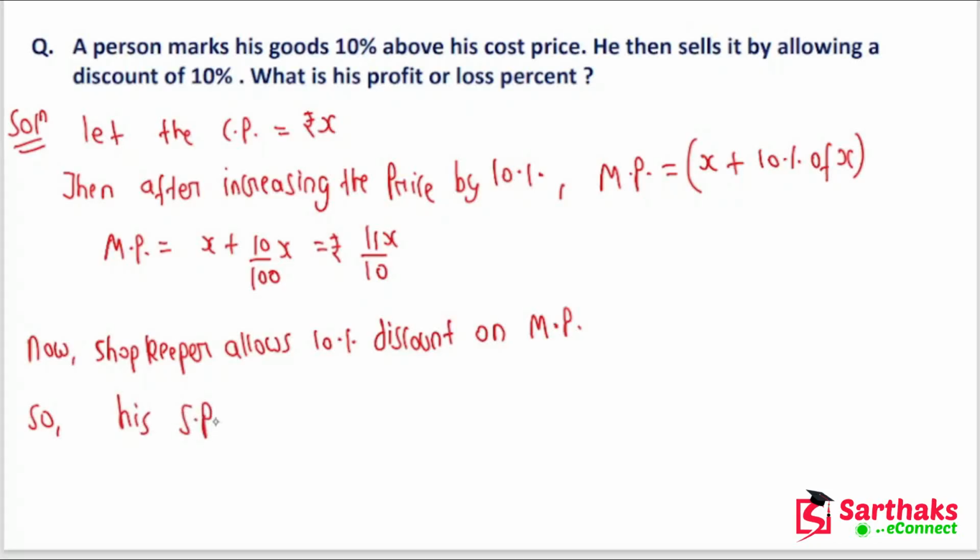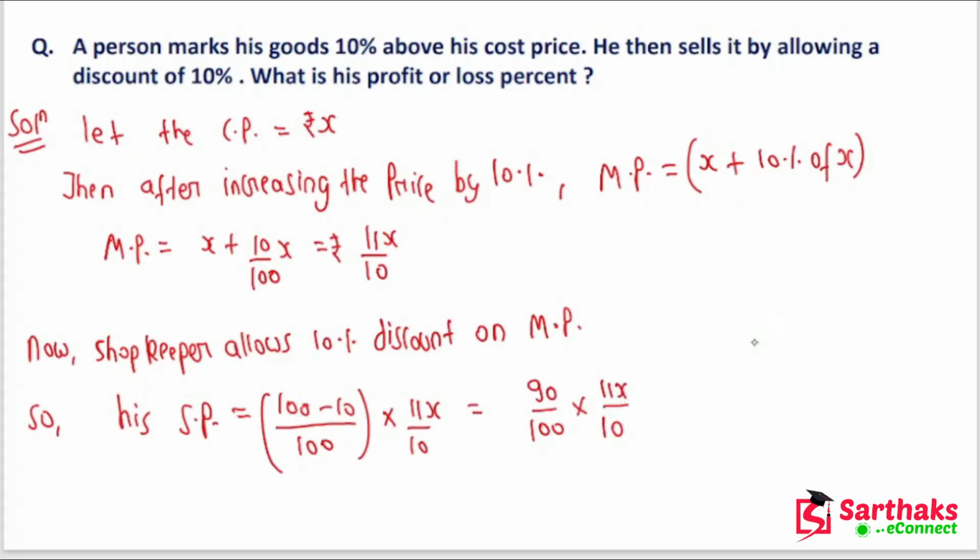His selling price is equal to, now we know the formula. If you are given the mark price and discount, selling price is 100 minus discount percent, whole upon 100, into mark price. The mark price was 11X upon 10, so it will be 90 upon 100 into 11X upon 10. Cancelling out the zeros, we find rupees 99X upon 100. Now you can clearly see that he actually purchased the object at X, which is 100X upon 100, and his selling price is 99X upon 100, which is less than X.